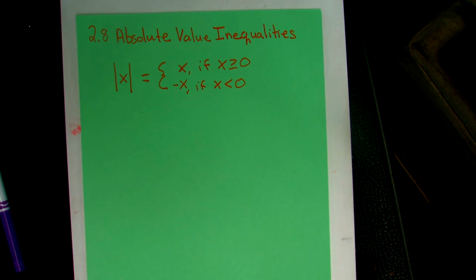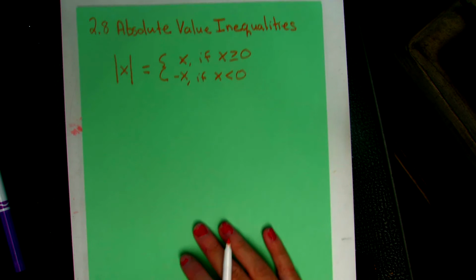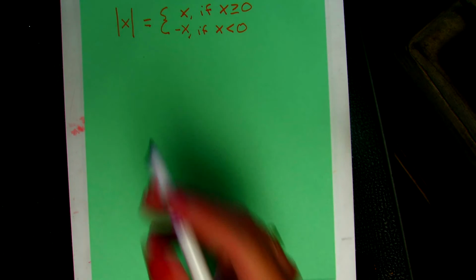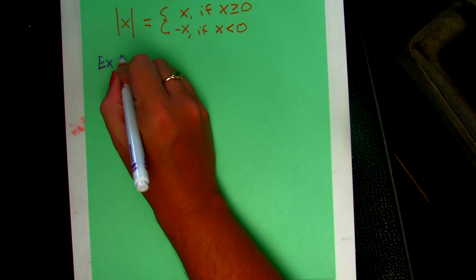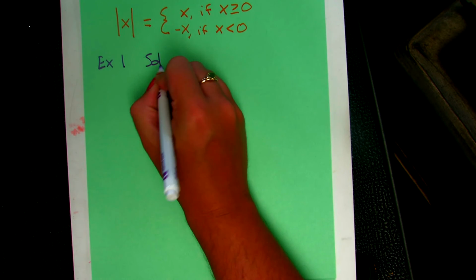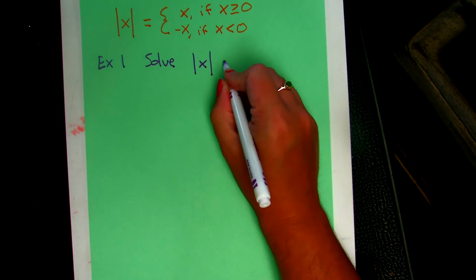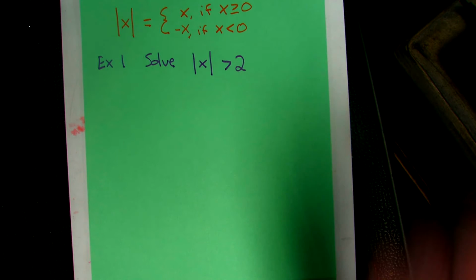Okay, so when we are going to apply this to inequalities, we're going to apply it the same way. It's just that we're going to have inequality symbols instead of an equal symbol. So let's start with looking at example 1, which says this. Solve the absolute value of x is greater than 2.